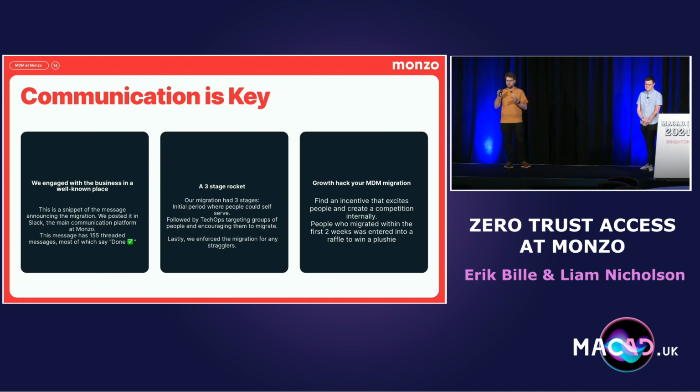So we engaged, well, as I'm sure most of you have experienced, you can have all the tech in the world, but you actually need people to go push a button. And to do that, we need to engage with them and nudge them along. So we went to Slack, Monzo's main communication platform, which everyone at Monzo is familiar with. We know where to look for announcements, etc. We led with the incentive. We did a raffle. If you migrated within the first 2 weeks of the migration, you were entered into the raffle, and we would pick at random anyone in that pool of people who could win the plushie.